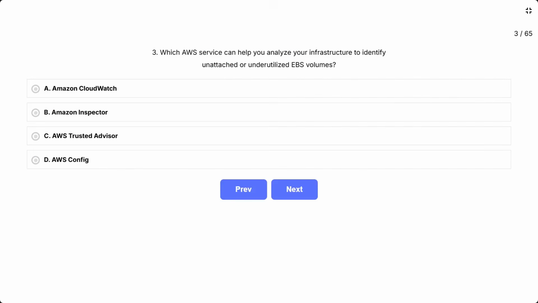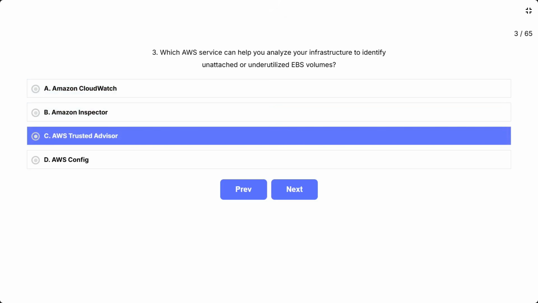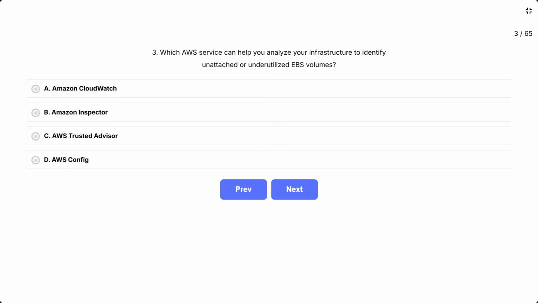Question 3. Which AWS service can help you analyze your infrastructure to identify unattached or underutilized EBS volumes? The options are A. Amazon CloudWatch, B. Amazon Inspector, C. AWS Trusted Advisor, D. AWS Config. This question is asking which AWS service helps you find EBS volumes that are not attached or not being used efficiently. Think about a service that gives best practice checks and optimization advice for your AWS environment, especially around cost and unused resources.